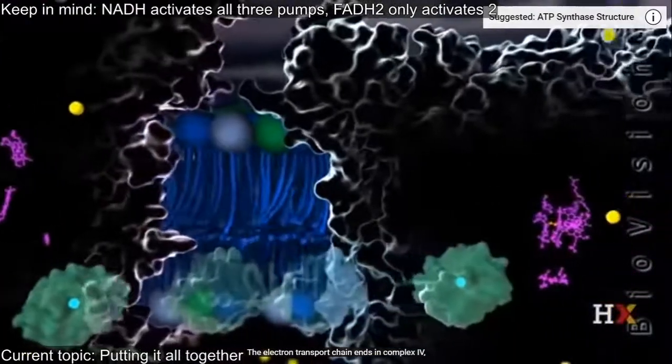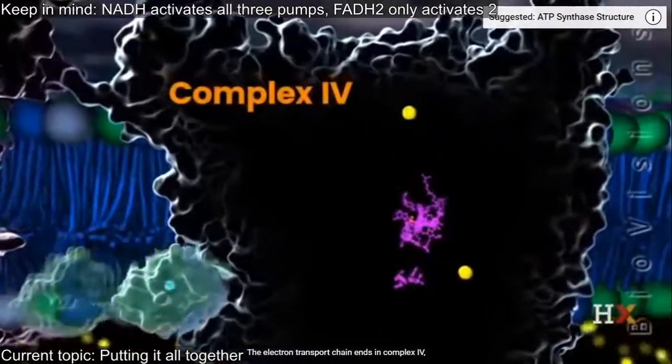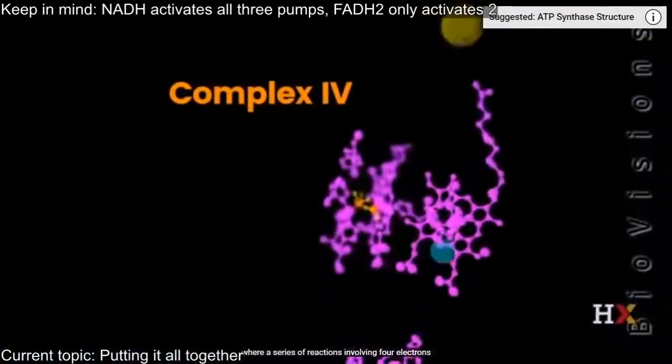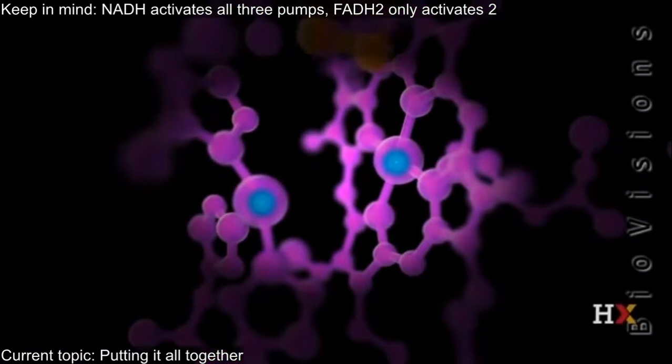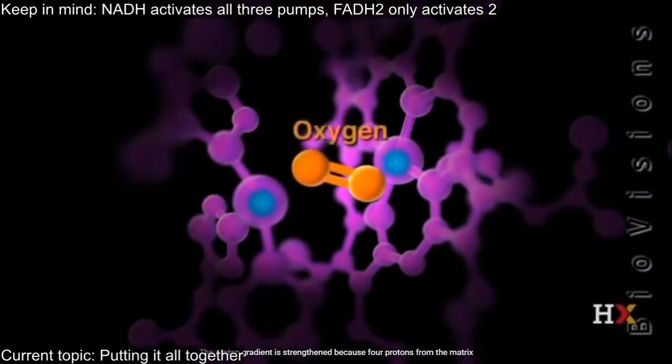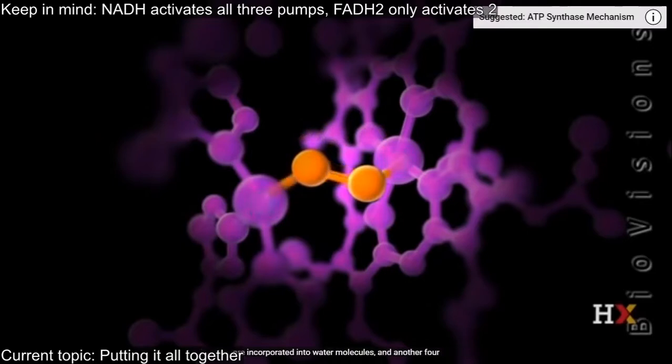The electron transport chain ends in complex 4, where a series of reactions involving 4 electrons converts a molecule of oxygen to 2 molecules of water. The proton gradient is strengthened because 4 protons from the matrix are incorporated into water molecules, and another 4 are pumped into the intermembrane space.